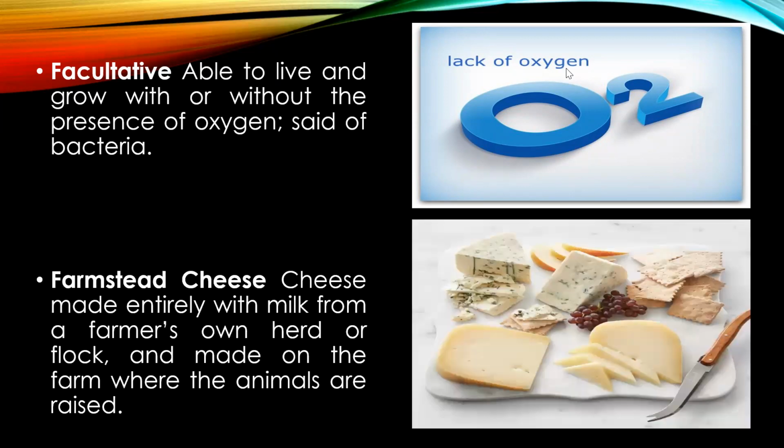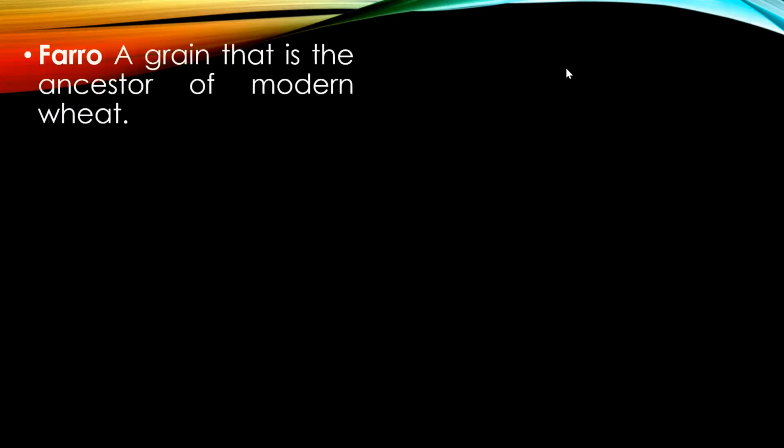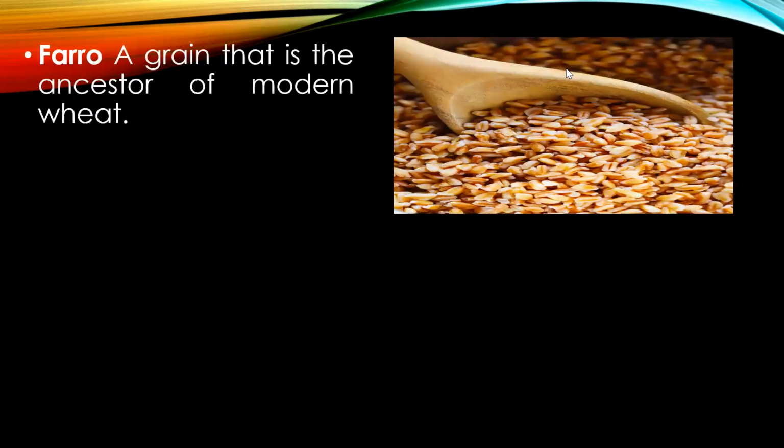Farmstead cheese, made entirely with milk from a farmer's own herd or flock and made on the farm where the animals are raised. Farro, a cereal of wheat family, closer resemblance can be found in the emmer wheat variety, also said to be the ancestor of modern wheat.